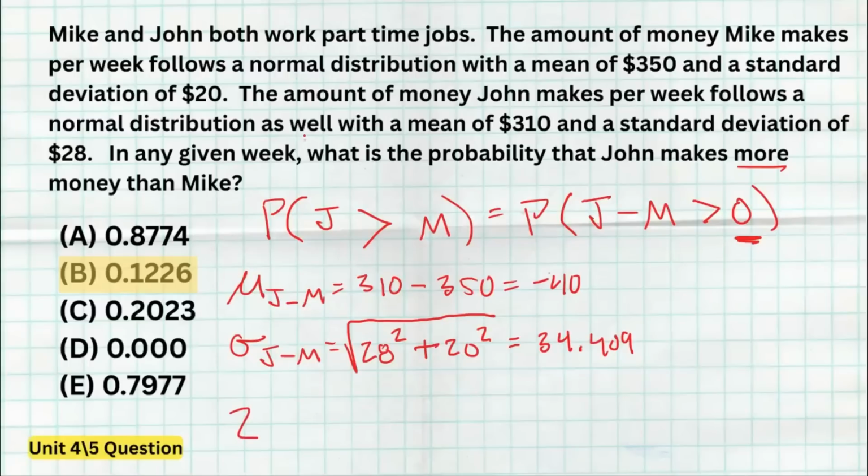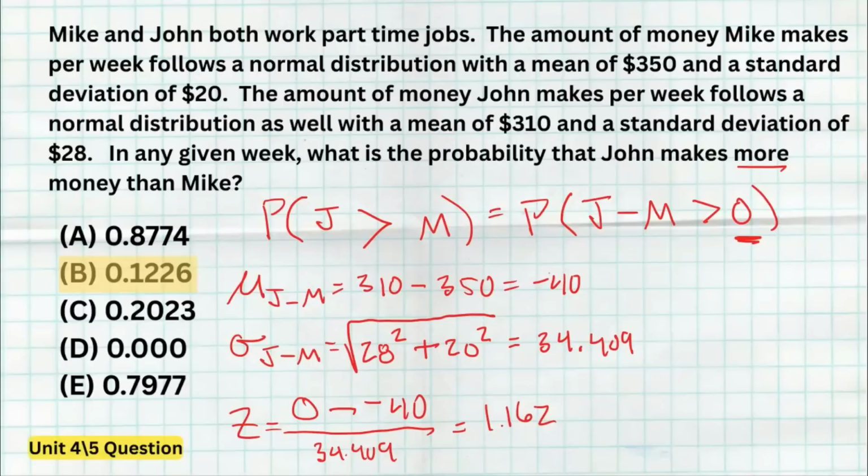So what we need to do now is get a z-score for this value of 0. So we're going to do 0 minus the mean of negative 40. So that is going to turn into a plus 40, divided by the standard deviation of 34.409. So the z-score for 0 is positive 1.162.